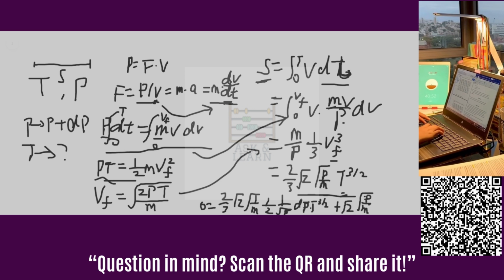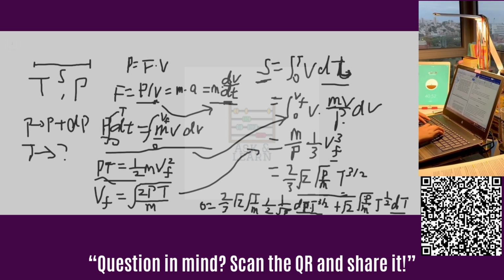plus square root 2. Right, this time we're doing the derivative of t. So this is square root 2 square root P over m times t with power half and dt.